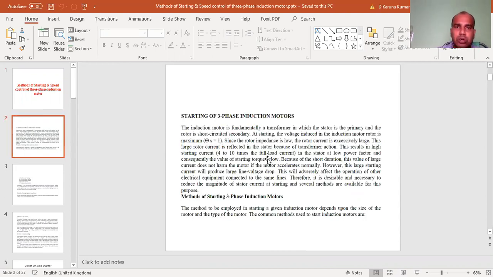The induction motor is also called a rotating transformer. In a transformer there is a primary winding and a secondary winding. In an induction motor also, the stator and rotor: the stator is the primary winding and the rotor is the secondary winding. The induction motor is fundamentally a transformer in which the stator is the primary winding and the rotor, the secondary winding, is short circuited.